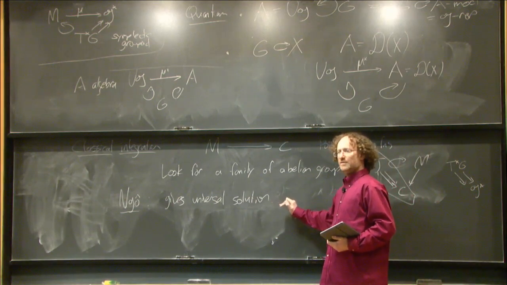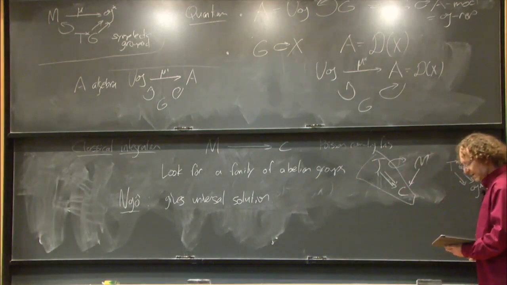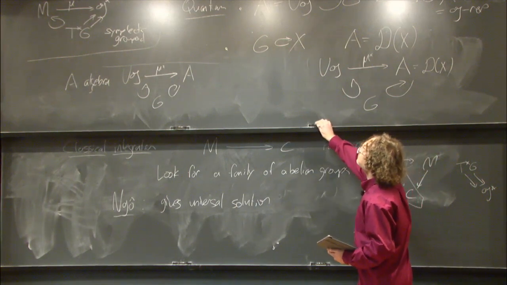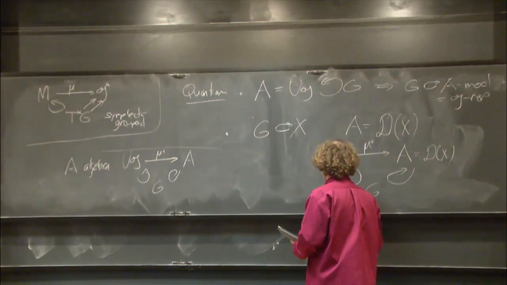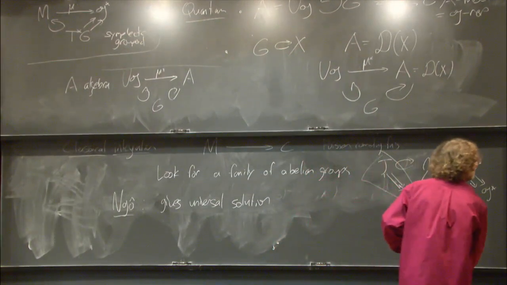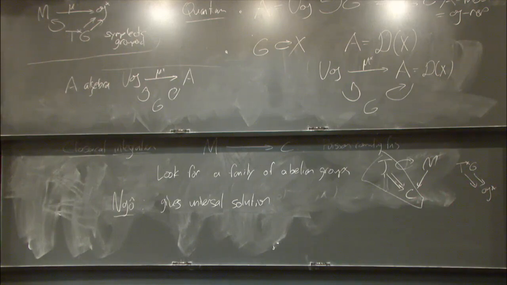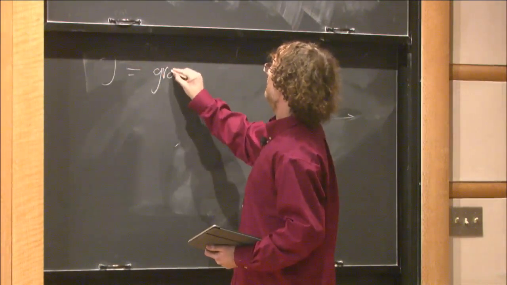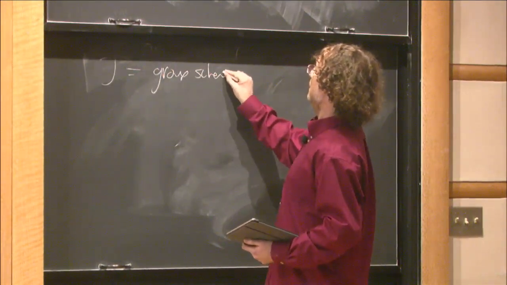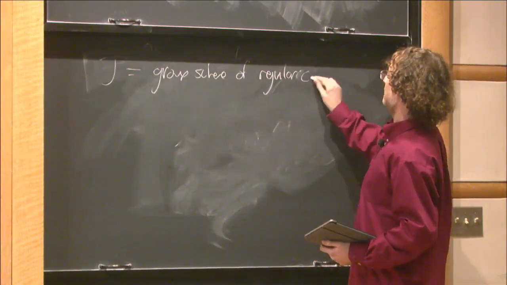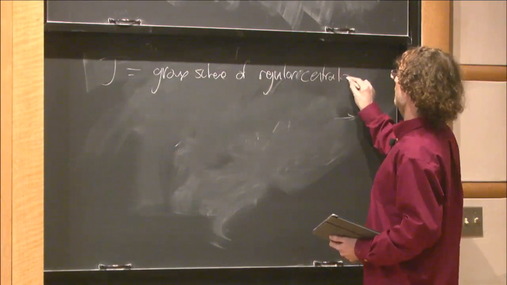So there's a universal solution of this problem that is given by Ingo. So what is his solution? Let me give a name to this, J. He constructs this group scheme, called the group scheme of regular centralizers, one of the main topics of Kostant's work. This is the group scheme of regular centralizers. So what is the construction?